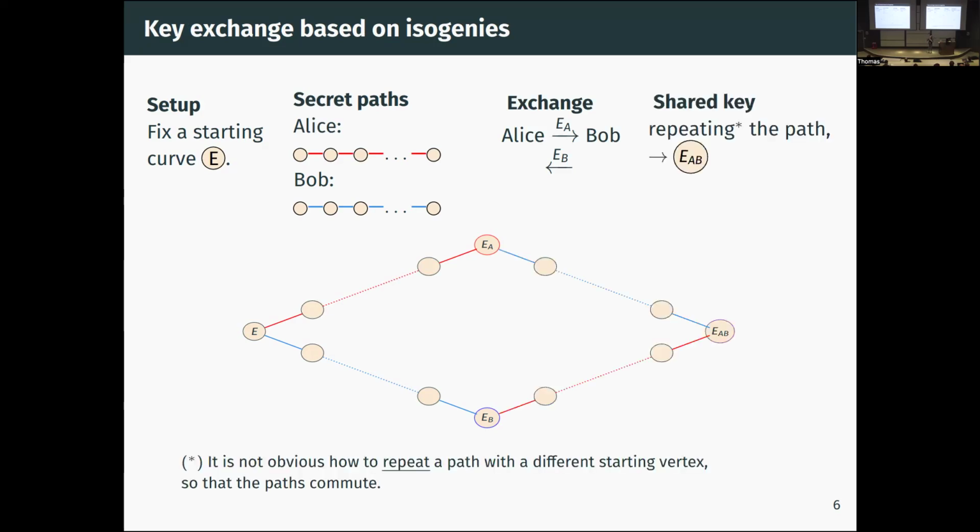Then finally, they repeat the path starting at each other's end vertex. Repeating the path is actually the crucial point here, and it's absolutely non-obvious how to repeat a path in a good way. If you start at a different vertex, it might not be clear what it means to repeat this path. There are different solutions to this problem that result in making these paths actually commute, so that they both end up in the same end vertex, which can then be their shared secret key.